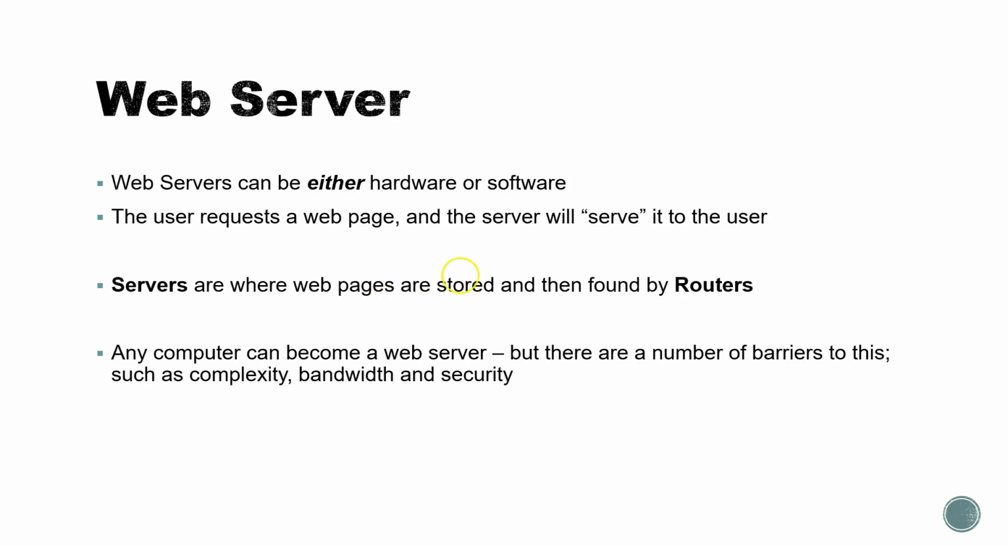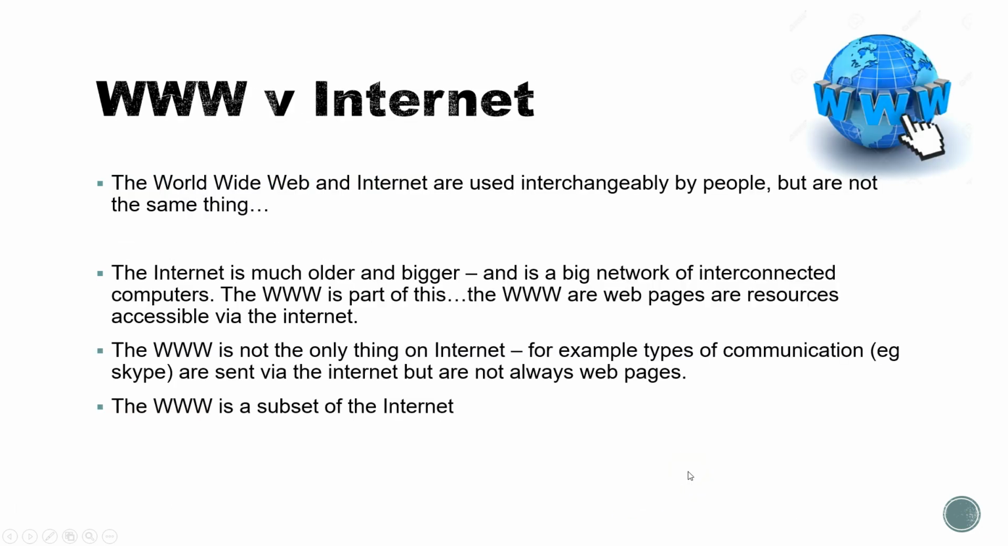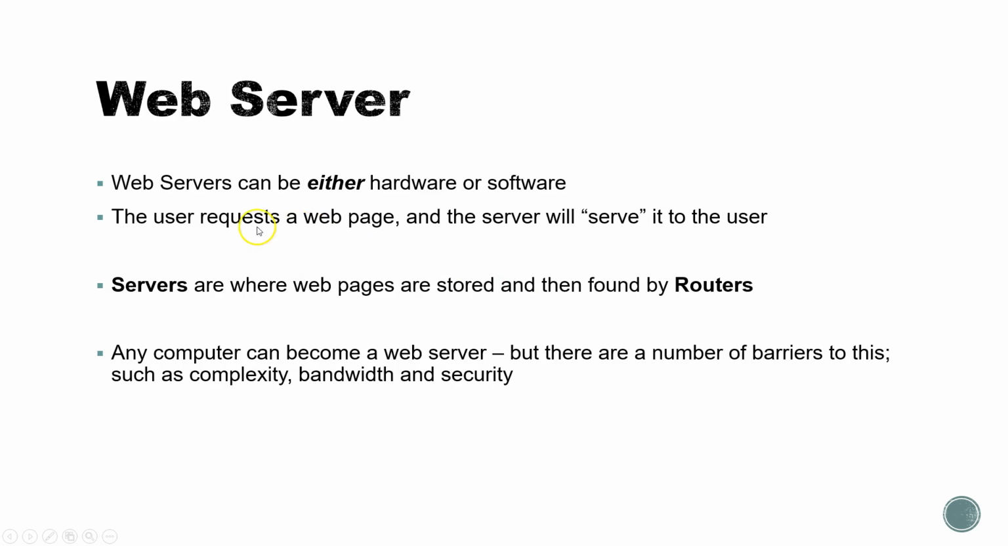A web server. So, if we go back to here, you can see the word server here. So this is where all your web pages are stored. Any computer can become a web server, and basically when a user, so a client, requests a web page, it will get sent from your browser to wherever the server is stored, and go, "Oi, I want to find this web page," and then it will get sent back to the user, and generally this happens very quickly.